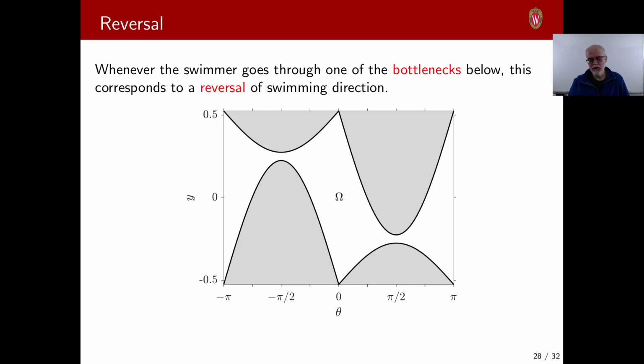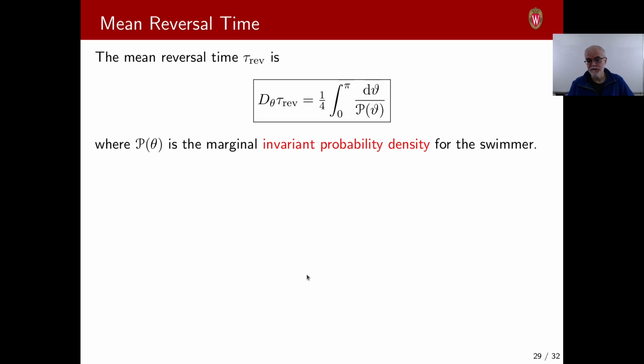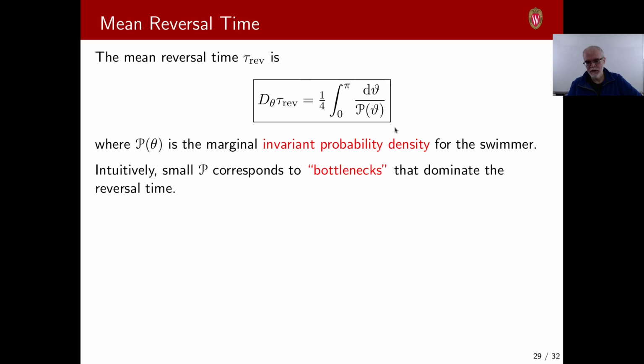And so then over very long times, it'll be obeying a random walk, and you can compute the effective diffusivity of this random walk. So this reversal time, which is how long you have to wait between reversals of the swimmer on average, can actually be computed analytically quite nicely in terms of this equilibrium density that I mentioned earlier. This actually is only if the swimmer is symmetric. This expression is only valid if the swimmer is symmetric.